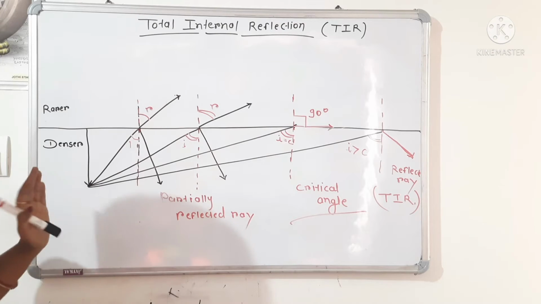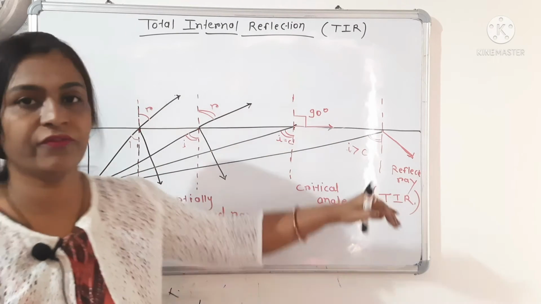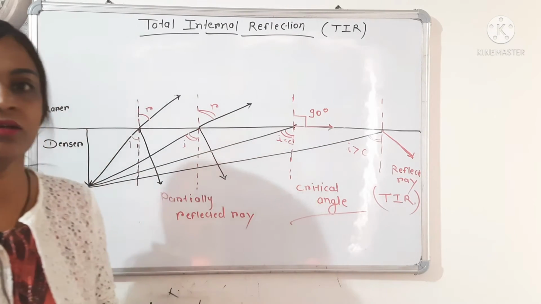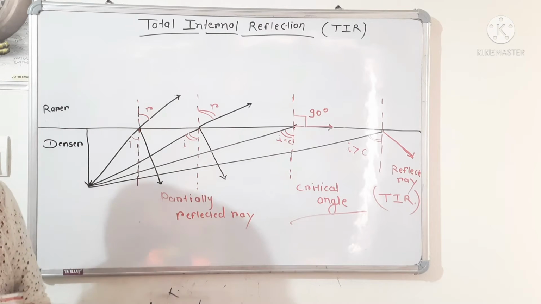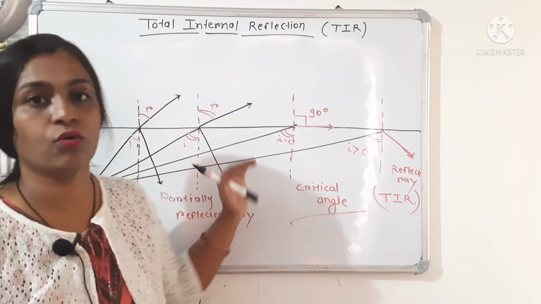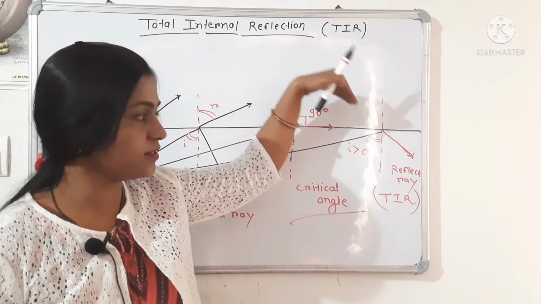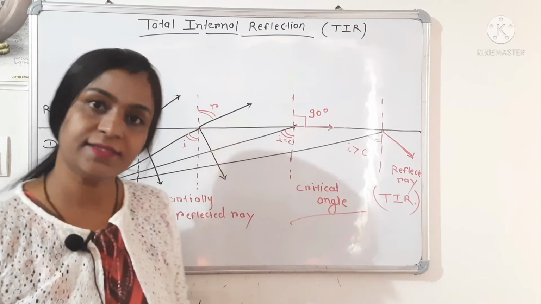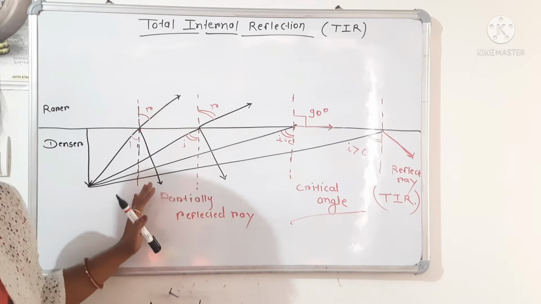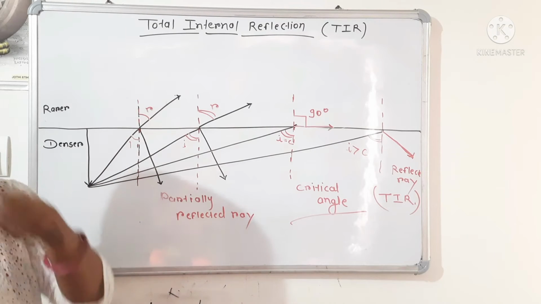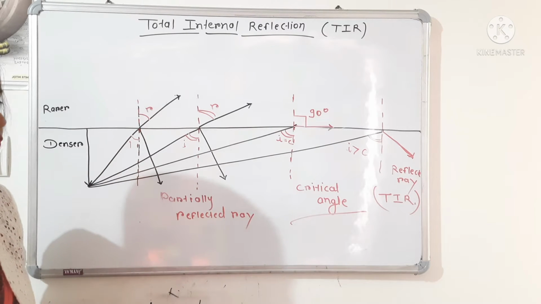Here this incident ray is totally reflected. The refracted ray does not occur, refraction does not occur, only reflection occurs, and this ray is totally reflected in the same medium. That phenomenon, this condition, is known as total internal reflection.